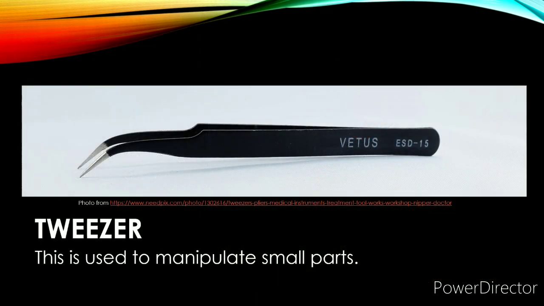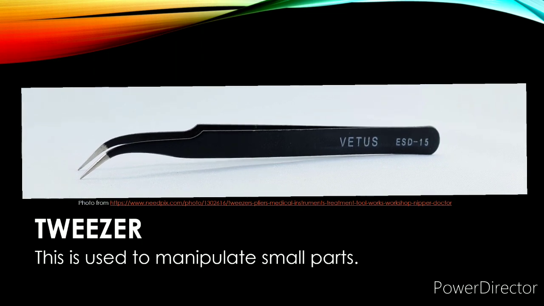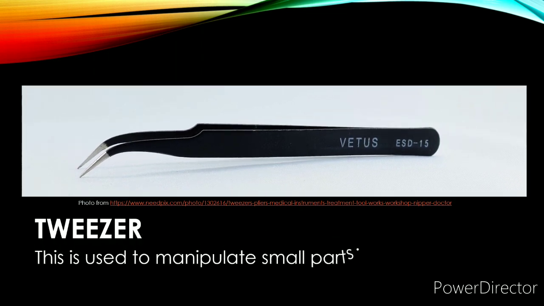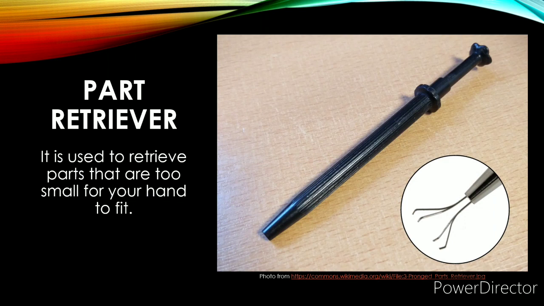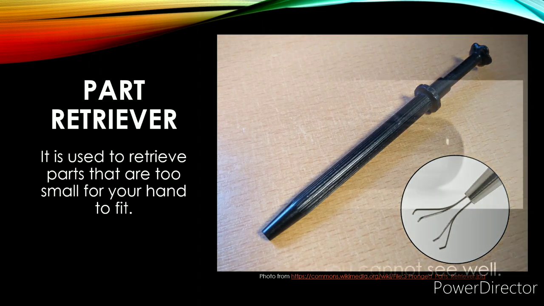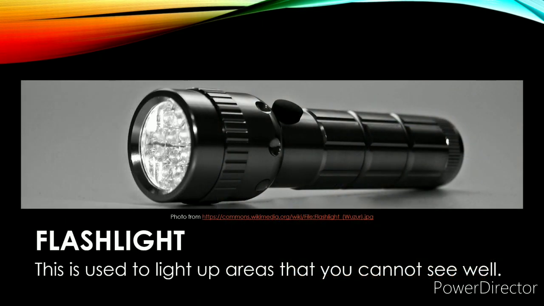Tweezer. This is used to manipulate small parts. Part retriever. It is used to retrieve parts that are too small for your hand to fit. Flashlight. This is used to light up areas that you cannot see well.